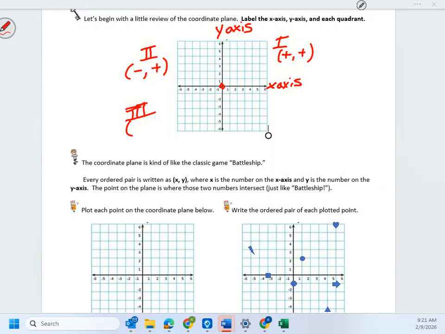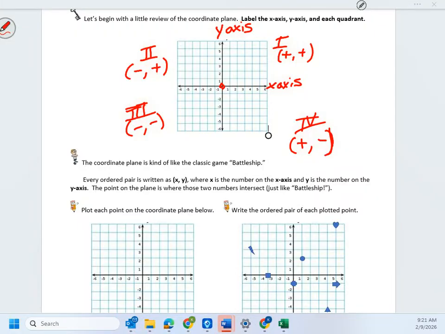Our third quadrant is down here. Our X is negative and our Y is negative. So they are both negative numbers in our ordered pair. You should be in that quadrant. And our fourth quadrant, our X is positive, but our Y going down is negative. That's a parentheses, I should round that.